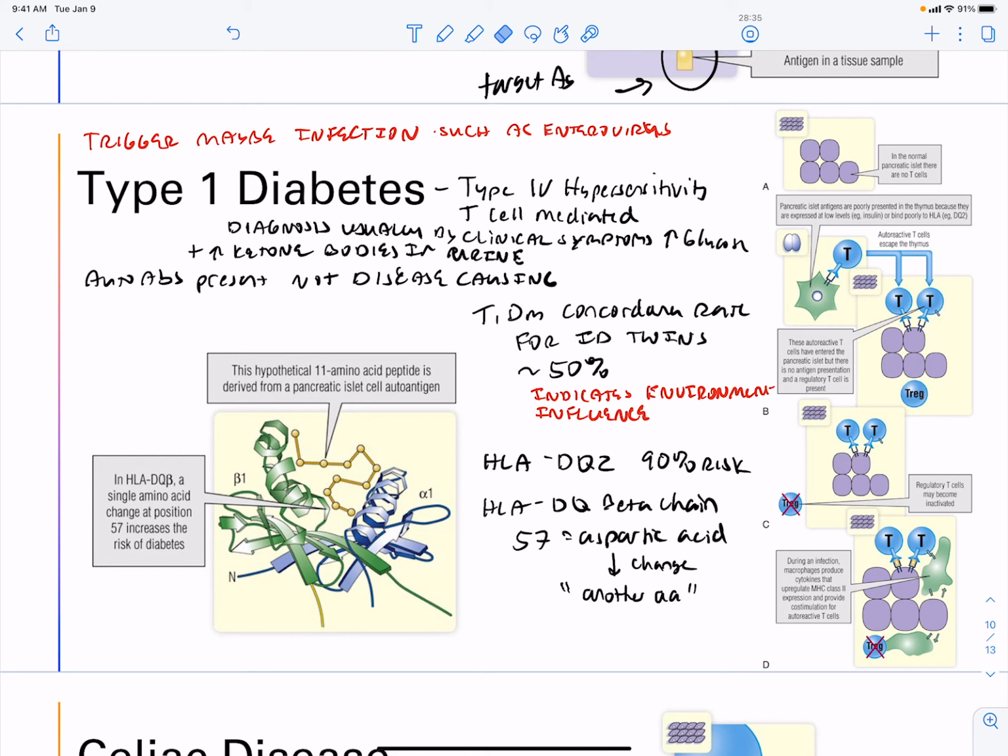So what is thought is that the change in the HLA-DQ is going to alter the peptide binding, and the autoreactive T cells will not get deleted in the thymus. So these are autoreactive T cells.